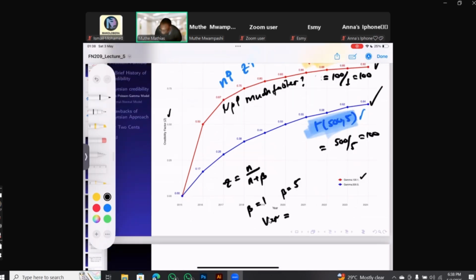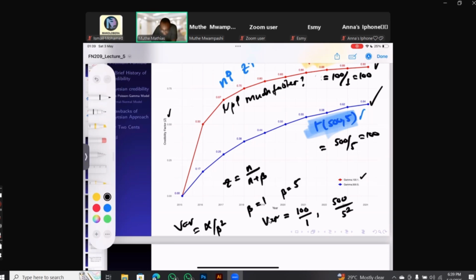Because if you try to estimate the variance, you will see that the variance for the lady one will be 100, because the variance for Poisson is alpha over beta squared. So alpha is 100 divided by 1, and then the other one is 100 divided by 5 squared. Right? So which one has a higher variance in this case?